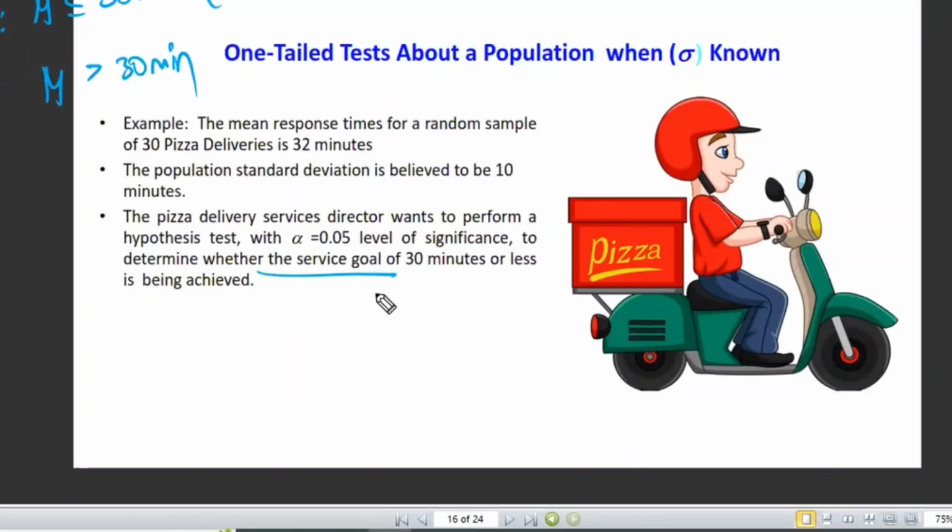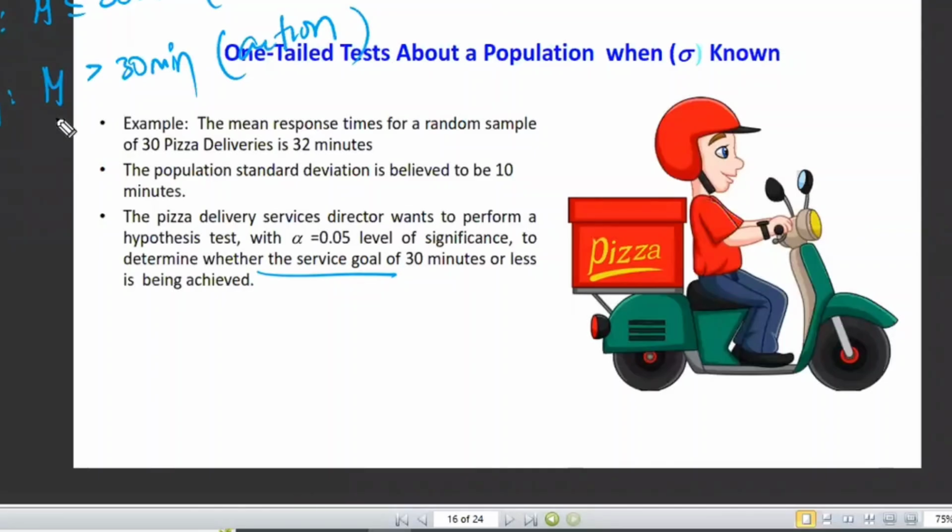It means whether the pizza deliveries are getting delivered within the 30-minute service goal or not. If it is within 30 minutes, he is happy. Even if delivered in 5 minutes, he is happy. 4 minutes also happy. 29 minutes also happy. 28 minutes also happy. Only if it is more than 30 will he take action accordingly. Now H0 and H1.